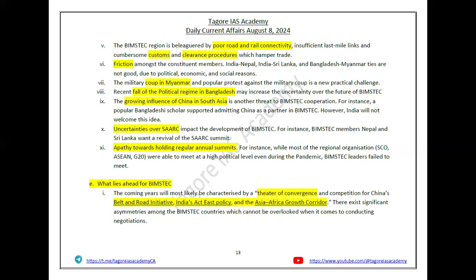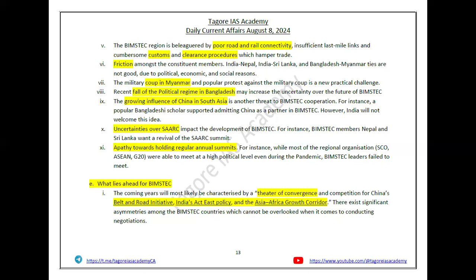However, the BIMSTEC leaders, they did not. That's how these are the problems which BIMSTEC faces. What could be the future? Now, there are three initiatives, and this region could be a showdown for these three initiatives, that is Belt and Road Initiative, India's own Act East policy, and Asia Africa Growth Corridor.